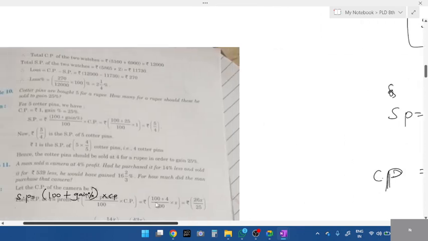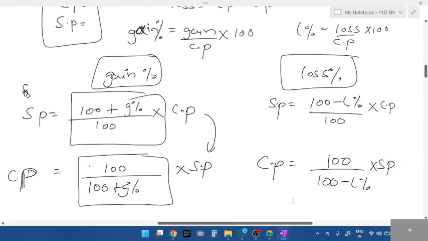Just a minute, I'll check the questions. Yes. Make a note of these four formulas. These are the direct formulas when gain percent and loss percent is given.